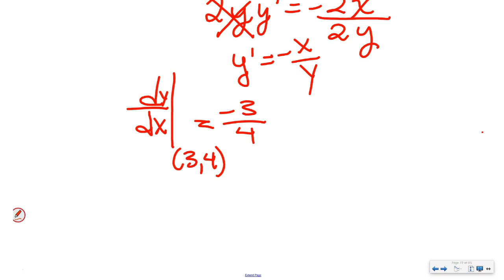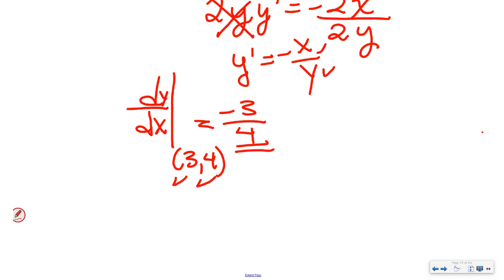So we did it on the calculator. It said negative 0.75. We did it explicitly by solving it for y, and we got it as a function of x, and we plugged the 3 in, and we got negative 3/4. And now we have a third process called implicit, which requires me to plug in both x and y.